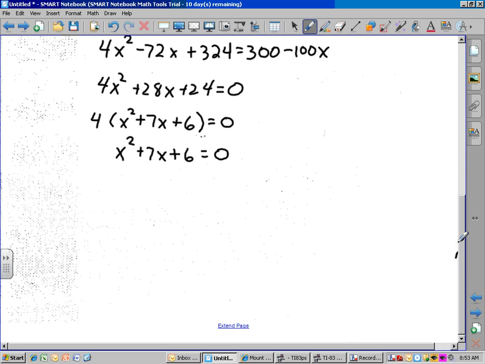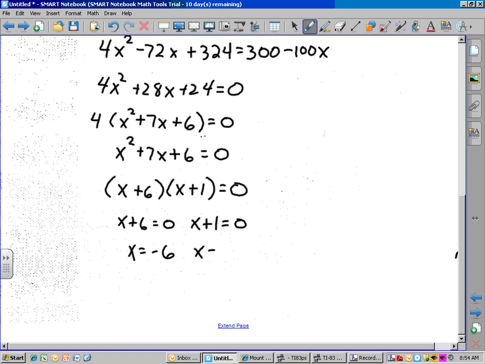And now, can we factor? Do we need to use completing the square or quadratic formula? This actually looks factorable. x plus 6 and x plus 1. Set each factor equal to 0 and solve for the variable. So we get negative 6 and negative 1. Again, we need to check our solutions. These might not work. They might both work. Okay? So negative 6 and negative 1 into the original.